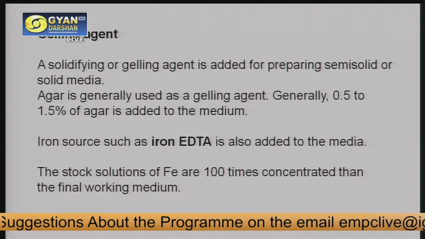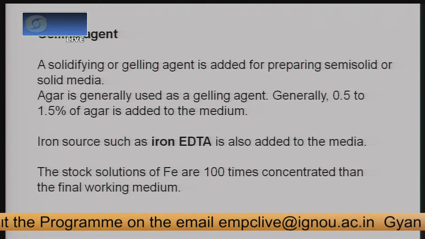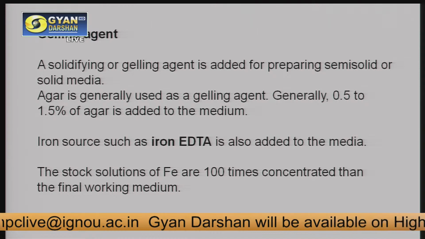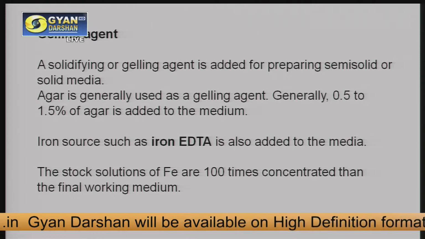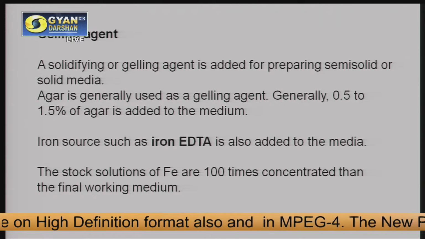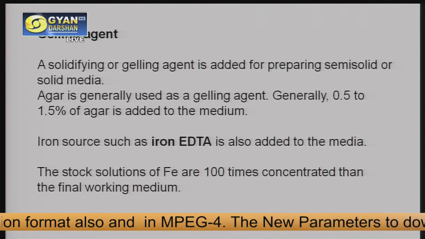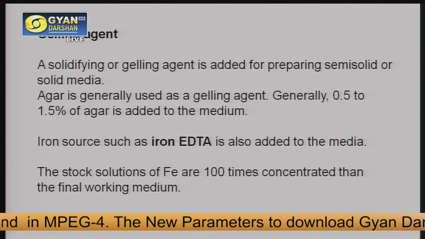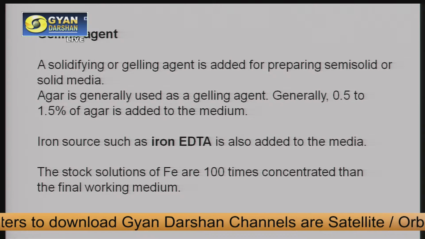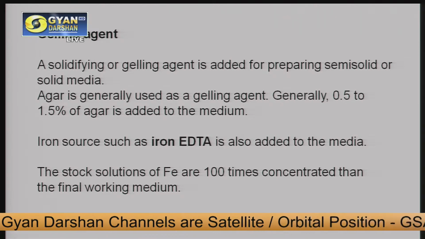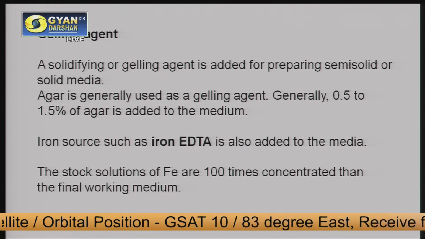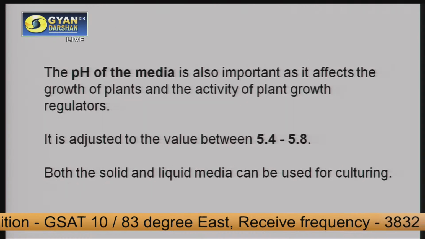For solidification, you need to add agar. And this agar is normally used as a gelling agent. Generally 0.5 to 1.5% of agar is added to the medium. So you add agar at the end, and then you autoclave or sterilize it, and then leave it for cooling. Automatically it will gel, and the medium will turn into a solidified form where you can grow your tissue. Sometimes an iron source such as iron EDTA is also added to the medium.